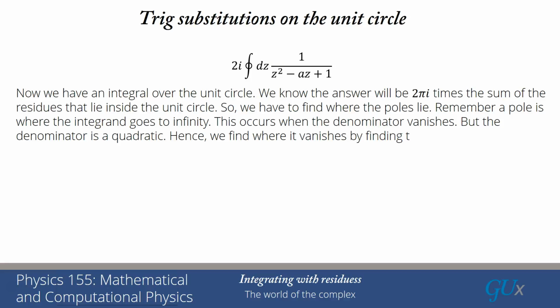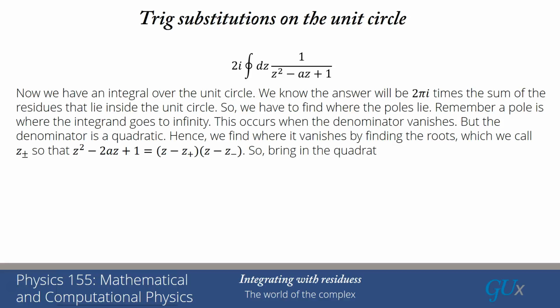Hence, we can find where it vanishes by finding the roots, which we're going to call z plus minus, or another way of saying it is that we're going to rewrite z squared minus 2az plus 1 as z minus z plus times z minus z minus.